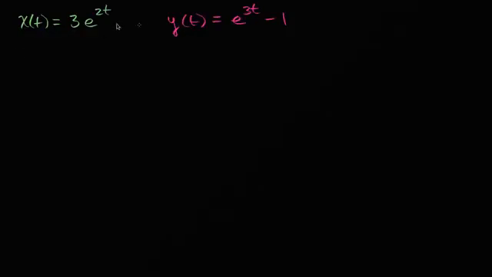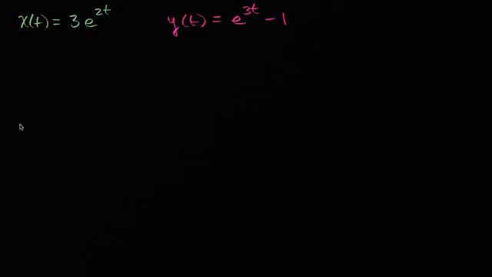So here we have a set of parametric equations where x and y are both defined in terms of t. If you input all the possible t's that you can into these functions and then plot the corresponding x and y's for each t, this will plot a curve in the xy plane. What I want to do in this video is figure out the first derivative of y with respect to x and the second derivative of y with respect to x. And in both cases, it's going to be in terms of t. So let's get to it.